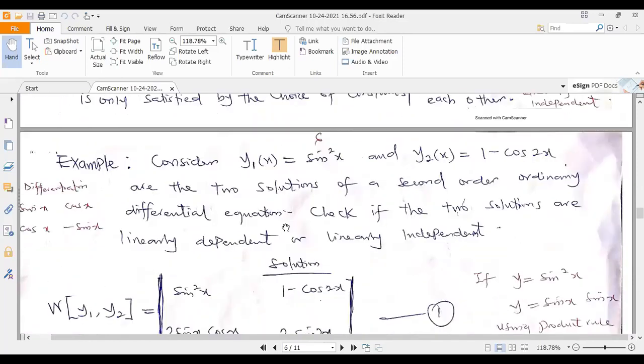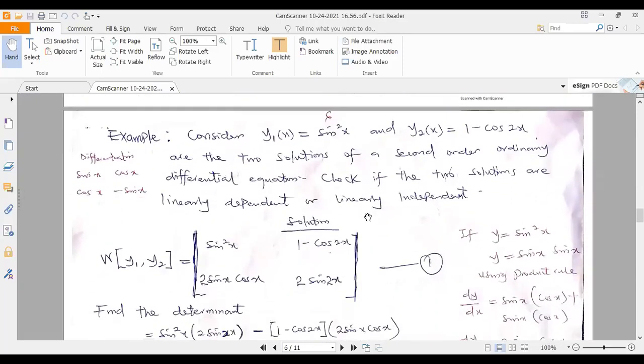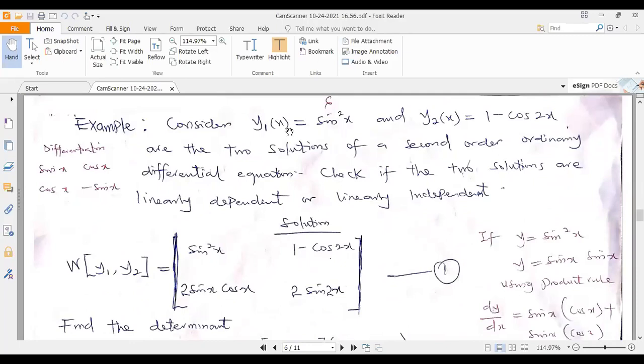Let's solve example number 1. Look at this now. We have solution y1. Now, before I proceed, I'm saying two solutions. Do you even know this one? Let's imagine that we are solving a second order equation. You know that we are going to have two solutions.